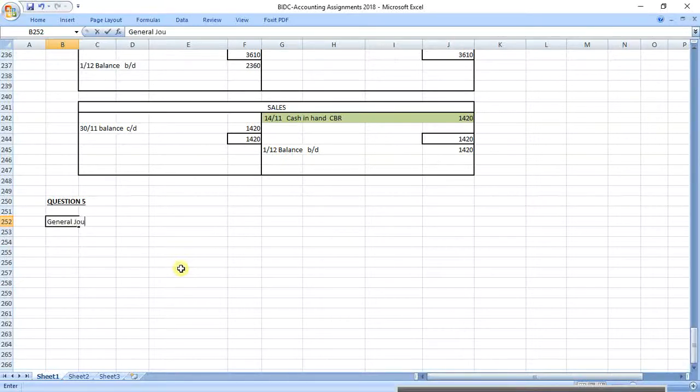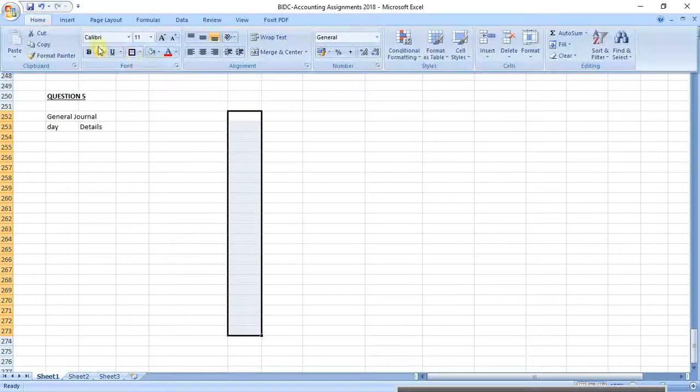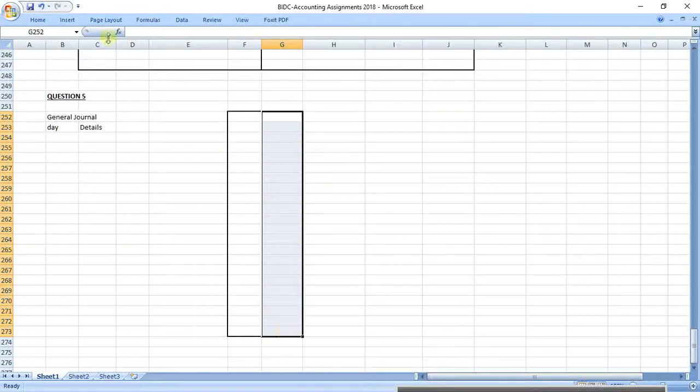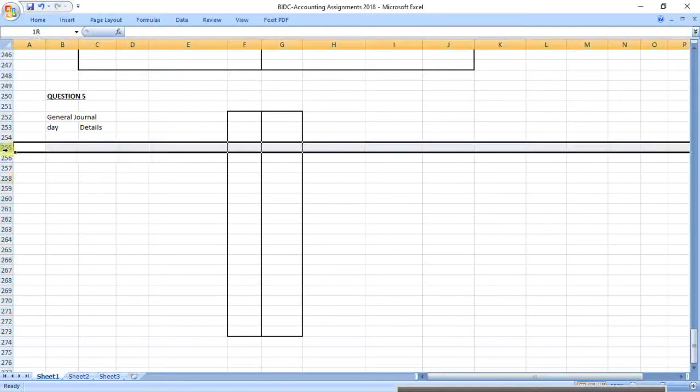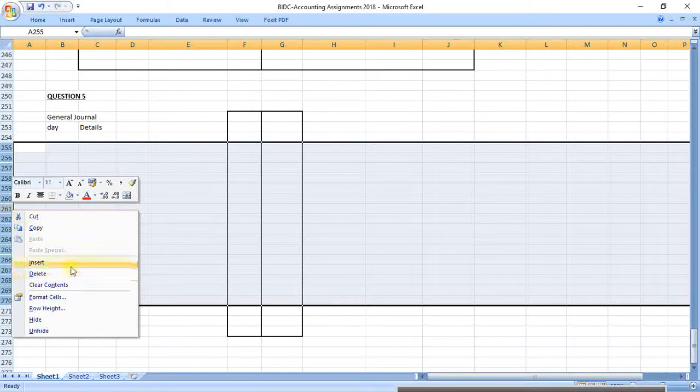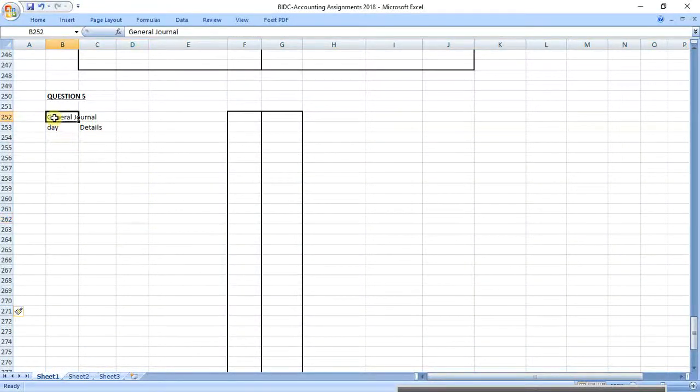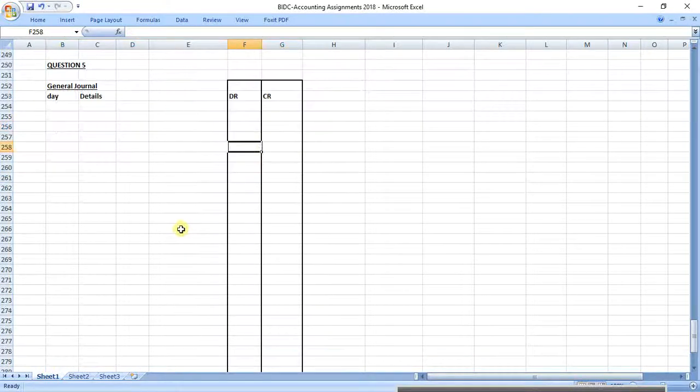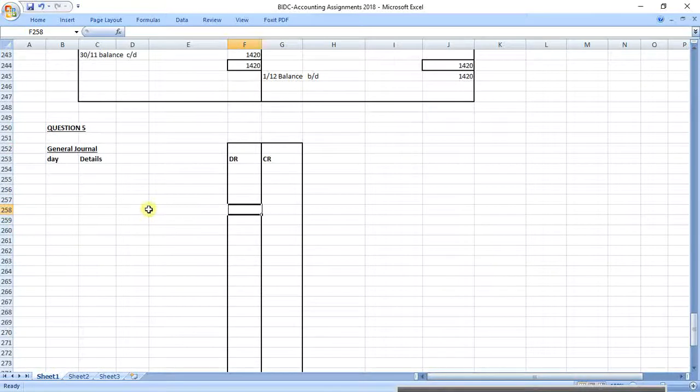Well, this is it. A general journal will have day, details, and then you would have a debit side and a credit side, and that's it. That's what a general journal looks like. That's what I'm thinking because they said narrations are required. So I do think it's going to look like this. You're not drawing a cash book receipt or a cash book payments or anything like that. You're drawing up a general journal. So that's what I would draw up for question 5. And then obviously lots of T accounts again.